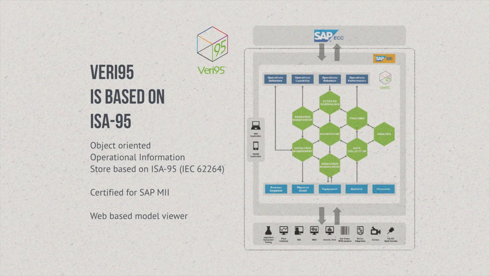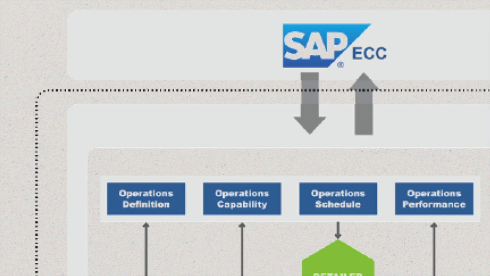So, what are these models? There are resource models that capture all the people, equipment, and materials flowing through your plant. There are more complex information models. The definition model defines how something is done. The capability model, what you're capable of doing based on the resources available. The schedule model, what you want to do. And the performance model, how well you did it.